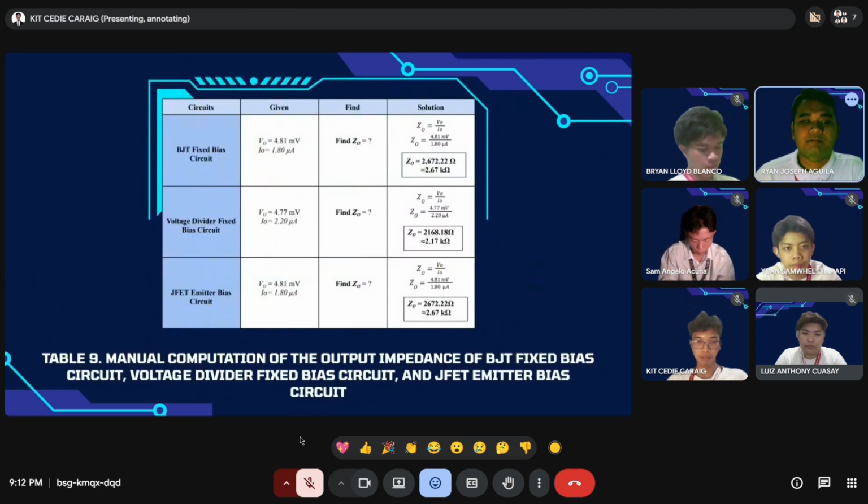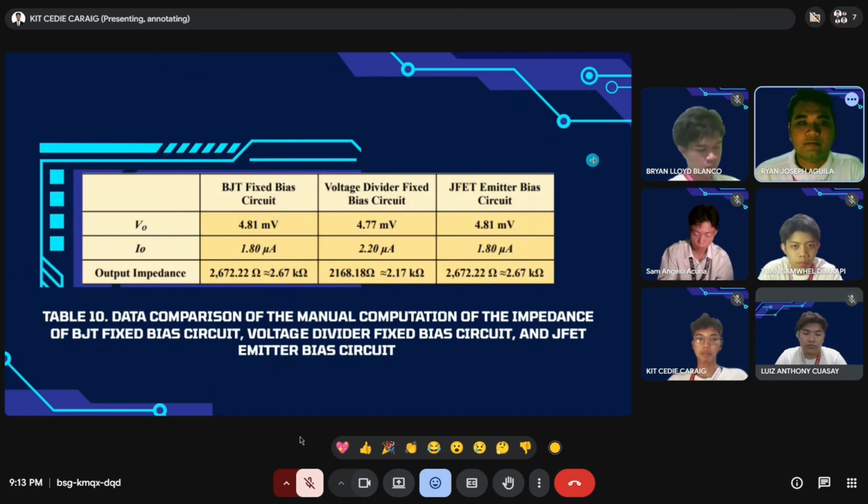Next slide. In this table, the manual computation of the output impedance of the BJT fixed bias circuit, voltage divider bias circuit, and the JFET emitter bias circuit. The formula we use is the output impedance equals VO over IO. And next slide, please. Finally, Table 10 presents the output impedance of each circuit.